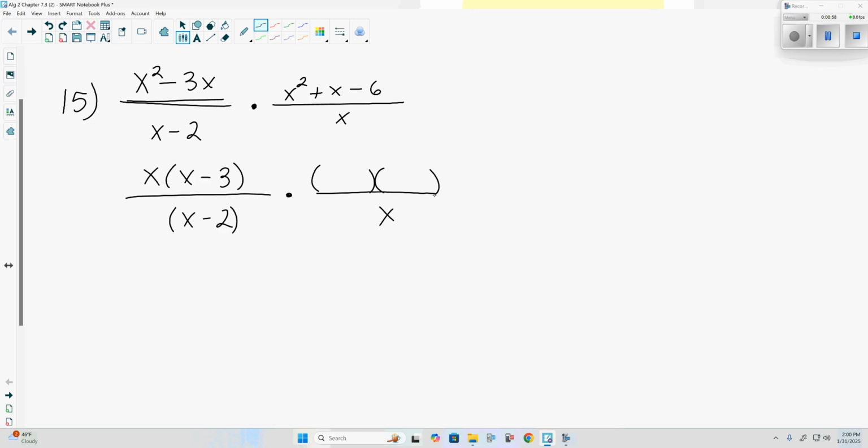Now, when we factor the other one, x squared plus x minus 6, the third term is negative, so the signs are opposite. Factors of x squared are x and x. For 6, we would use 3 and 2. 3 would be positive, 2 would be negative, and if we check this, negative 2x plus 3x does give us the positive x middle term that we wanted.